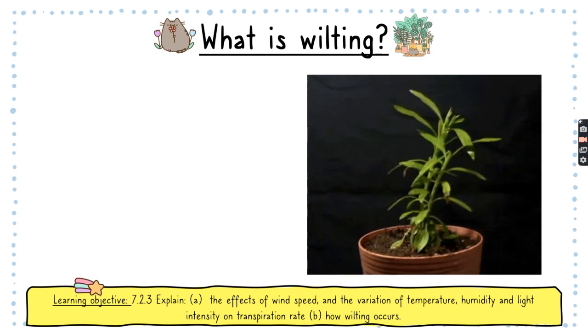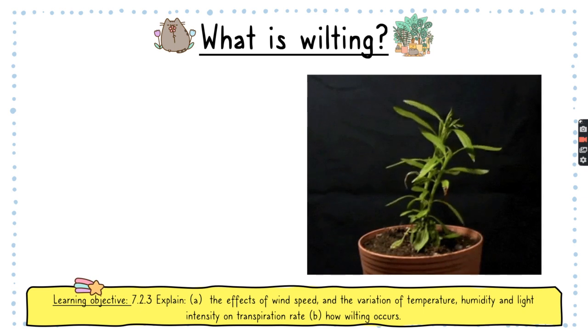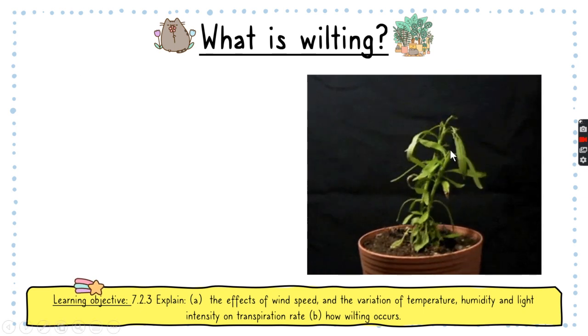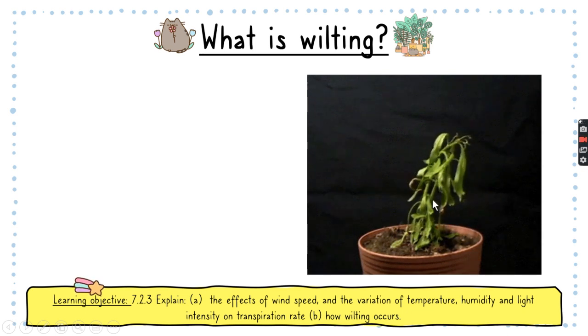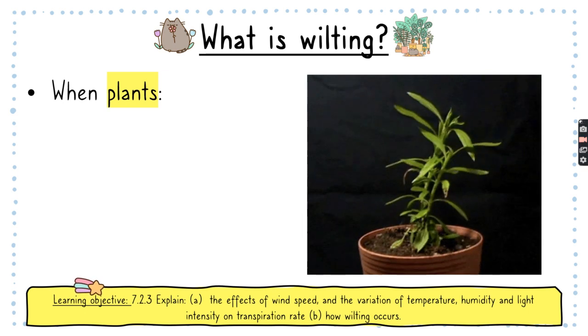So those are the factors affecting transpiration. And what about wilting then? Everybody knows that this plant right here is pretty much wilting, and at the end it will become wilted. And what is wilting actually? How do you explain that?